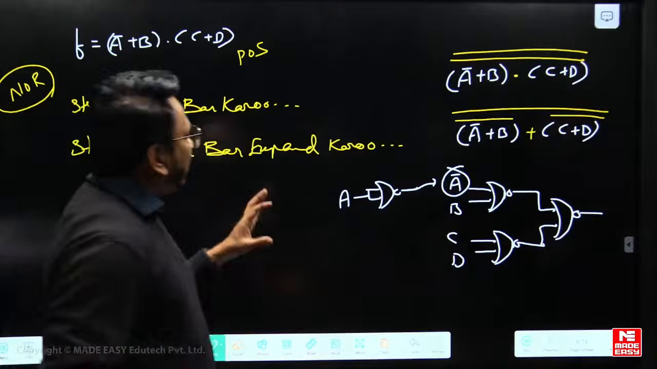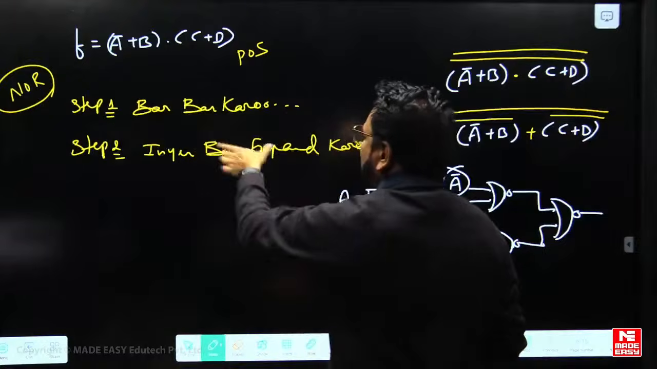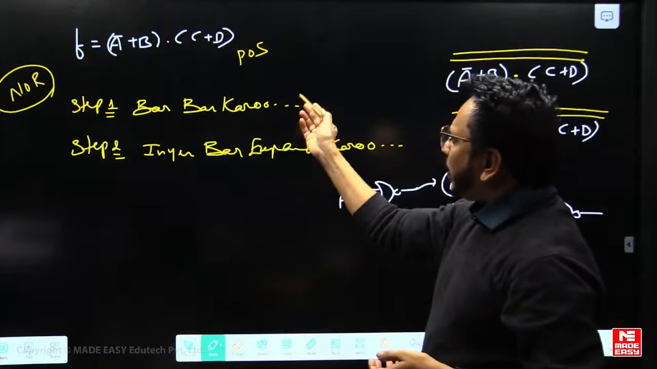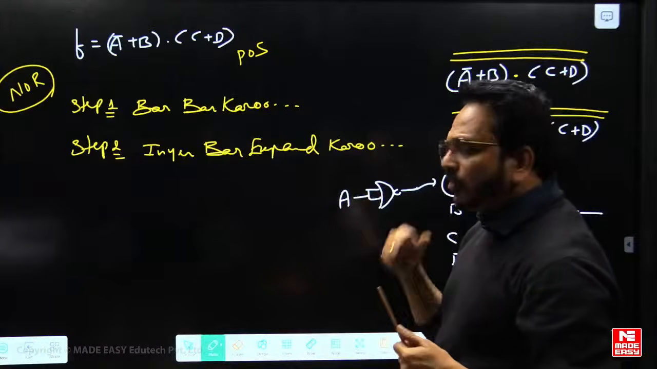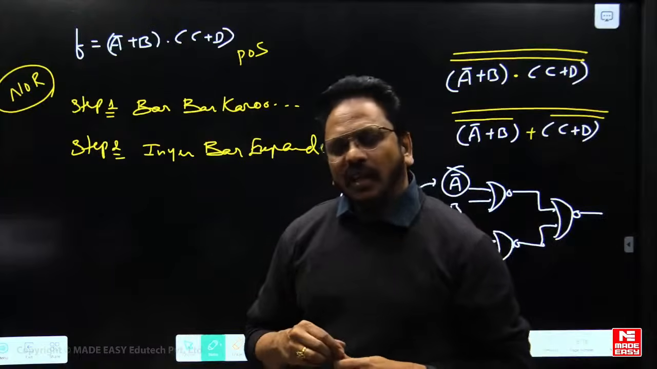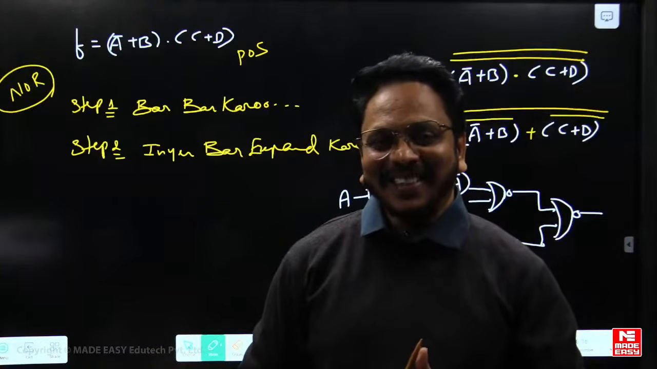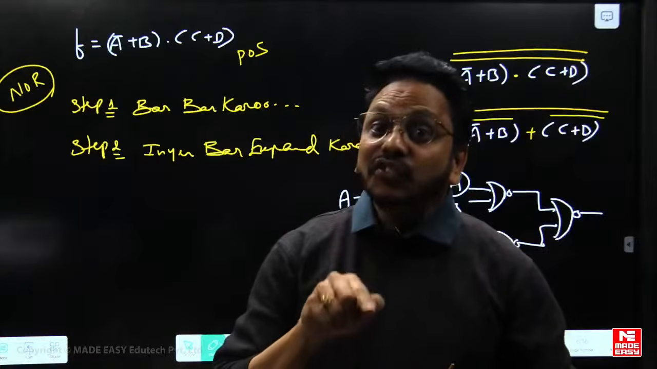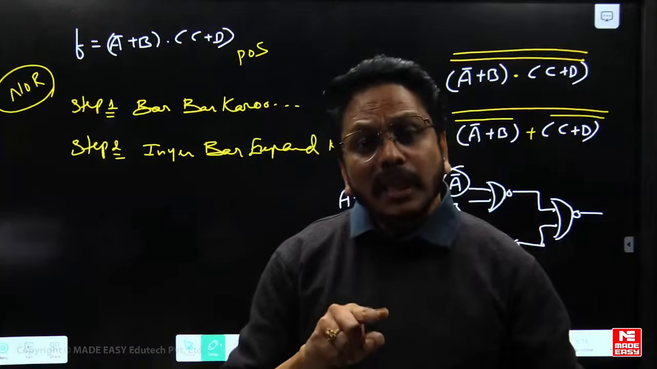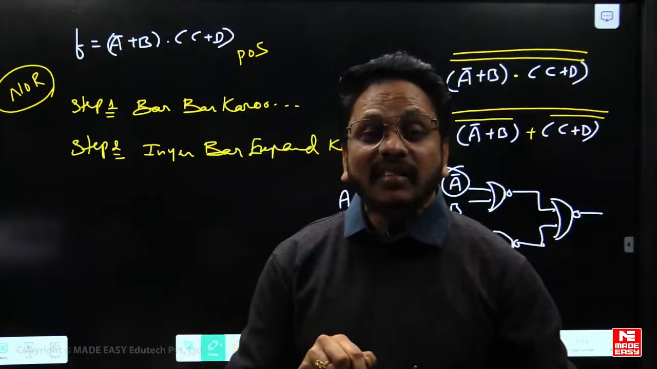Got it? So, this is the way you can make it. Sir, the POS form by the NOR gate, directly we made it. Yeah. Sir, but I got another doubt. Ask me, my dear, what is that? Sir, if it is an SOP form, they are asking to implement that by using the NOR gates.